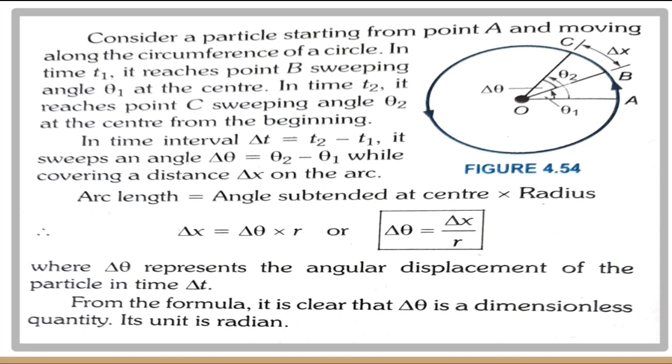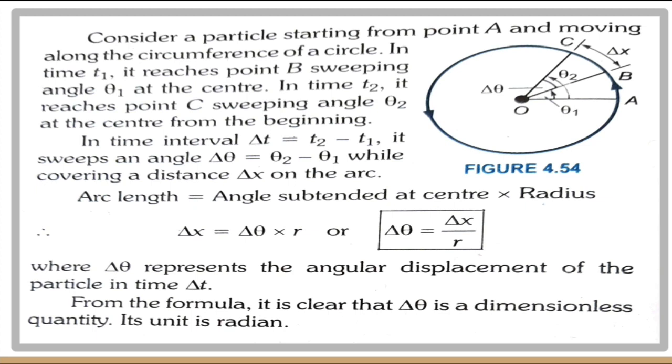So, in the time interval delta t equal to t2 minus t1, the angle swept by the radius vector OA is theta 2 minus theta 1. So, angular displacement delta theta is theta 2 minus theta 1.